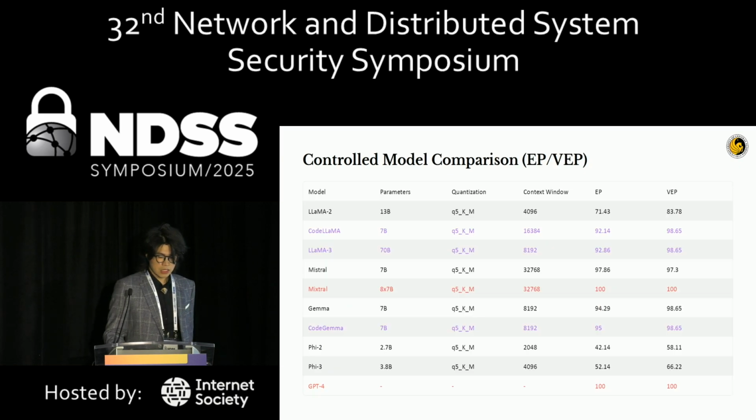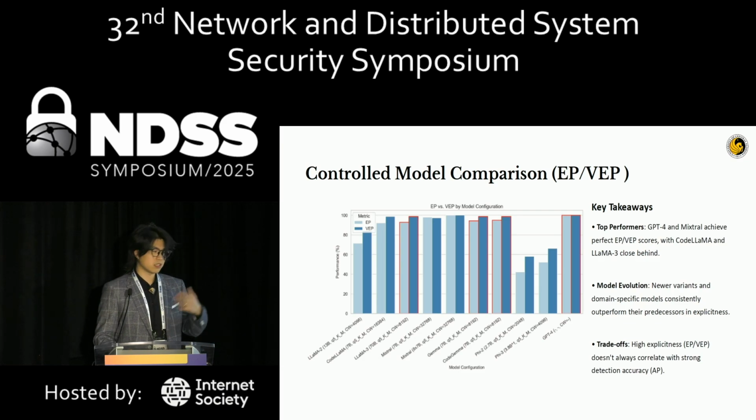This table measures how consistently the model declares a file vulnerable or not in a clear, instruction-following manner. EP counts the fraction of files where the model directly gives a yes or no statement, and VEP reflects how many vulnerabilities get at least one explicit verdict. This chart is basically another representation of the table in the previous slide. GPT-4 and Mixtral top out at 100% here, never missing a clear yes or no. CodeLLaMA and LLaMA 3 also score high, showing that newer or domain-tuned models can be very explicit.